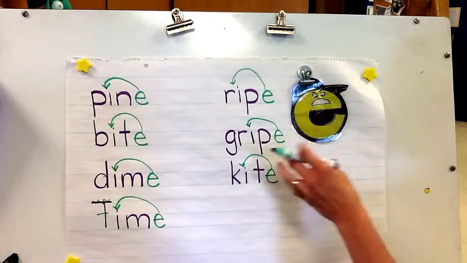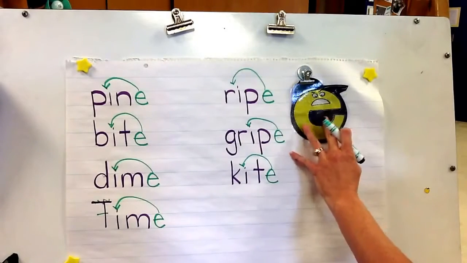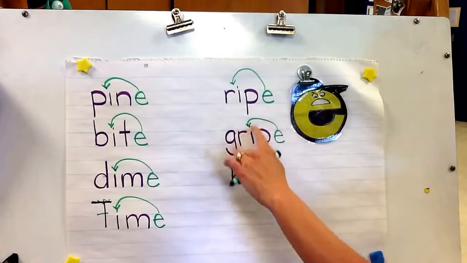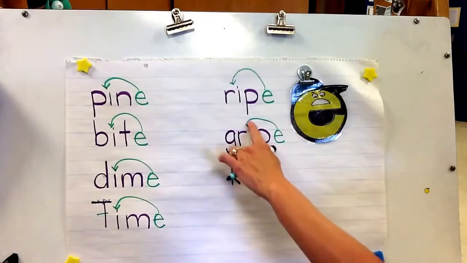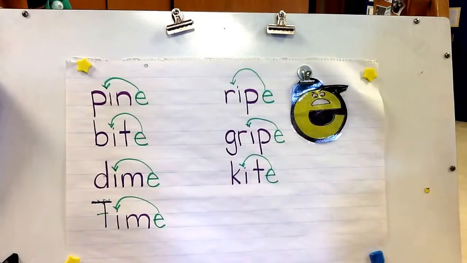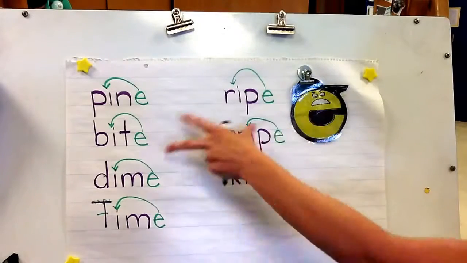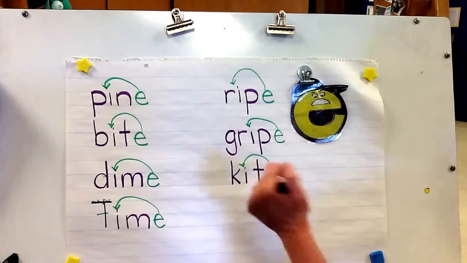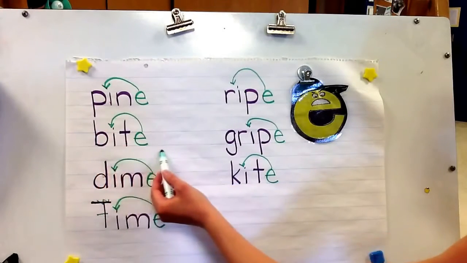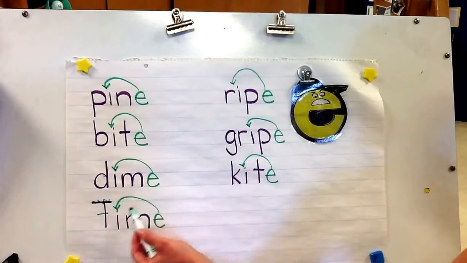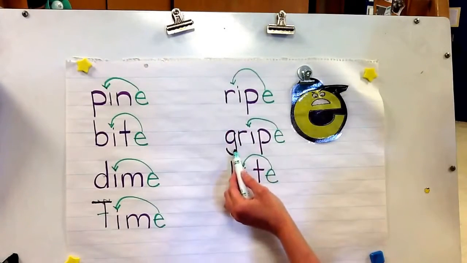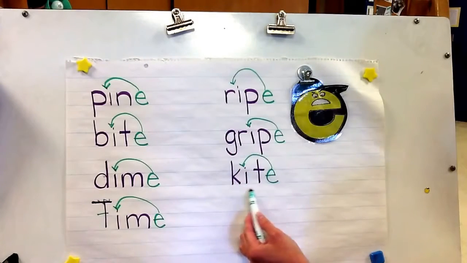Boys and girls, we just learned more about this Bossy E. We have learned that the E, when it comes on the end of the word, it tells that vowel to say its name. That vowel switches its sound. And you don't hear that Bossy E at the end, do you? Let's practice by reading our words one last time together. Ready? Pine, bite, dime, time, ripe, gripe, kite.